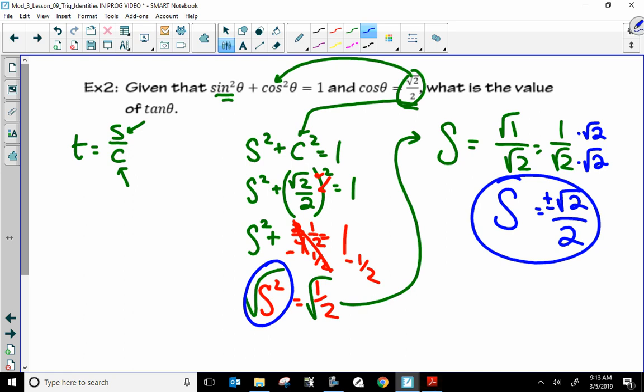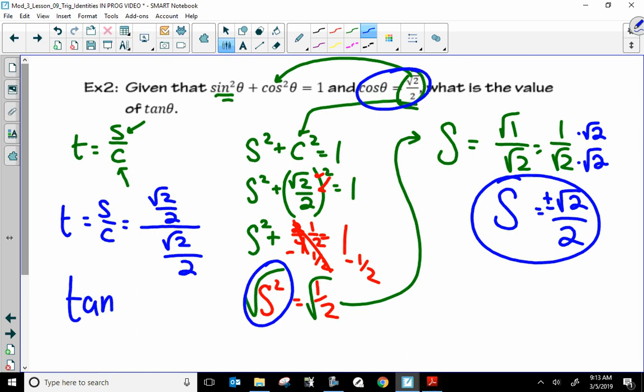Here's sine, here's cosine. I can now figure out tangent. If tangent equals sine over cosine, sine is radical 2 over 2. Cosine is radical 2 over 2. What is anything divided by itself? It's 1, like Mr. Visca said. But keep in mind, we had a plus or minus here, right? So we should have a plus or minus here, which means it could be positive or negative 1. All right? And that's the answer.